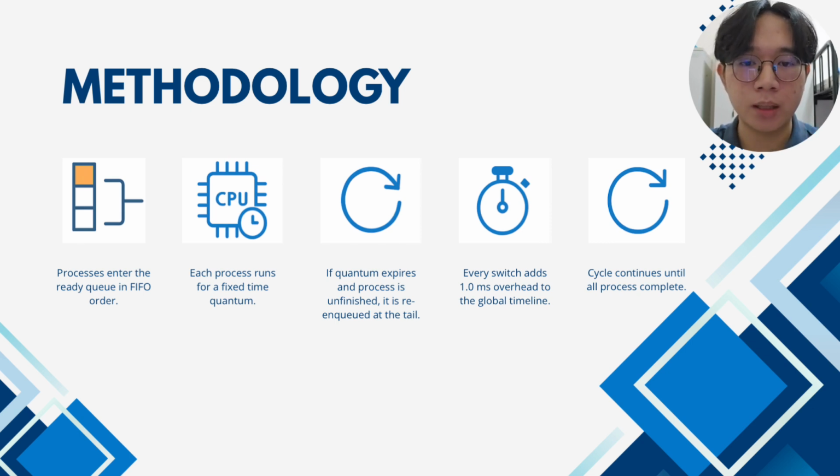Number 3. If the quantum expires and the process is unfinished, it is re-queued at the tail. It goes back to the end of the line to wait for its turn to ensure fairness. Number 4. Every switch adds 1.0 millisecond overhead to the global timeline. This simulates the real cost of context switching, the time it takes to save and load process states. Finally, this cycle will repeat until all processes are completed.